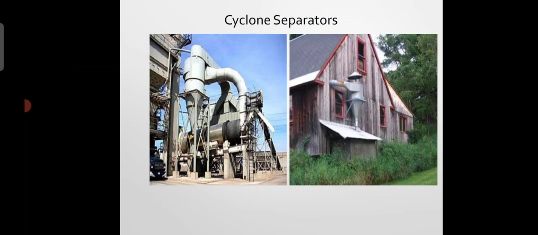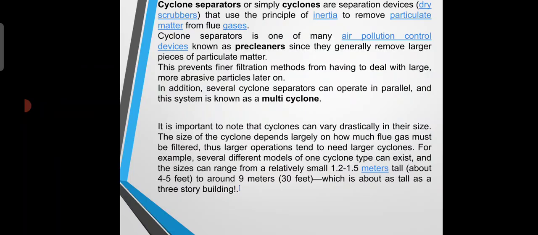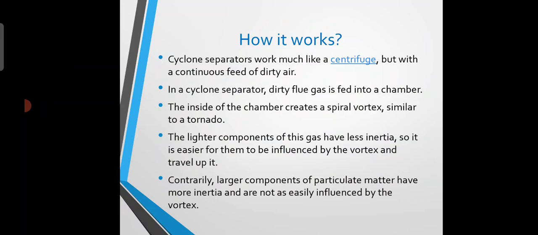Next we will see cyclone separators. As the name indicates, cyclone separators use centrifugal force to remove the particulate matter. These are used as pre-cleaners to remove larger size particles before entering into a final filtration zone. We can have multiple cyclones by having several cyclone separators operated in parallel. So how this cyclone separator works is by using centrifugal force.